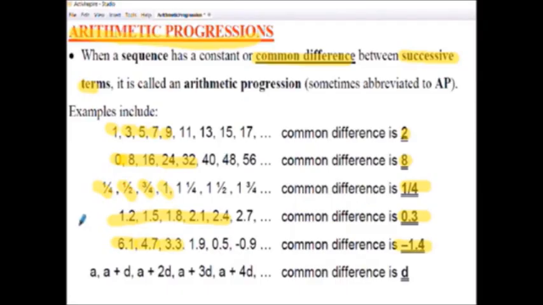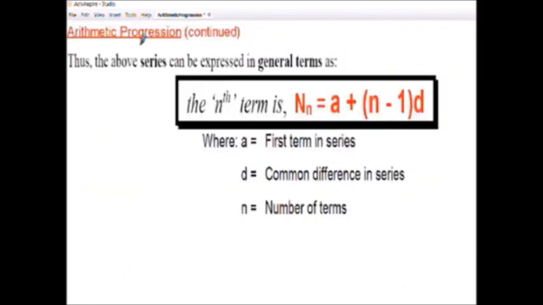And in algebraic terms, a, a plus d, a plus 2d, a plus 3d has a common difference of d. If we add d to each term, we get the next term in the series. So an arithmetic progression series can actually be written in this form. Tn is equal to a plus, in bracket, n minus 1 multiplied by d.